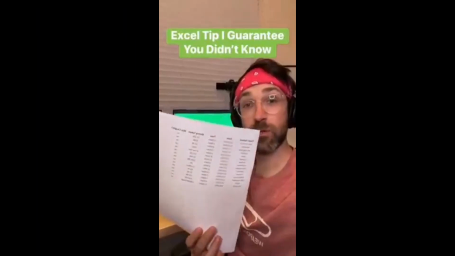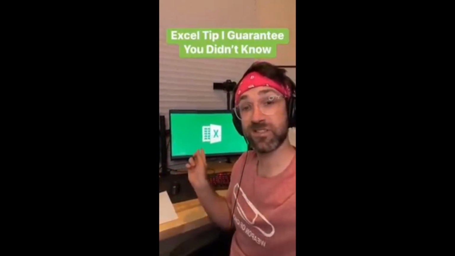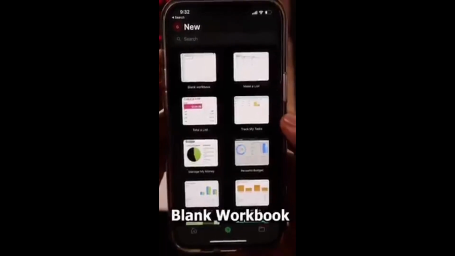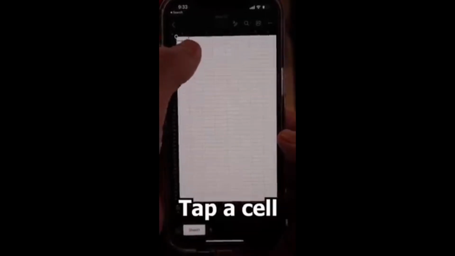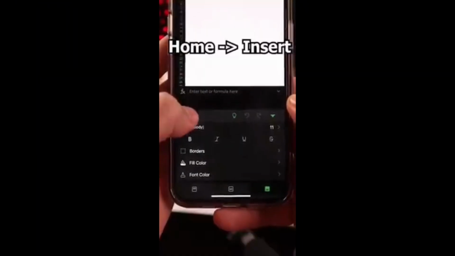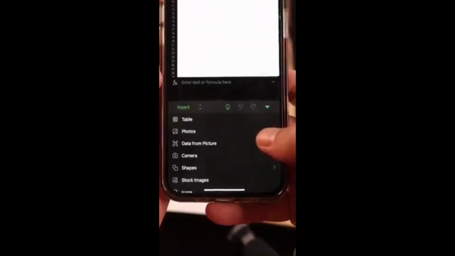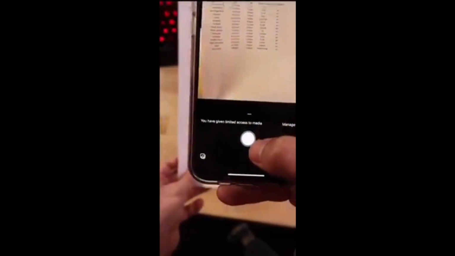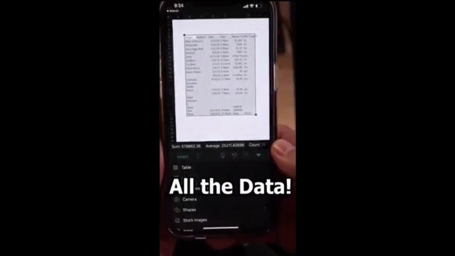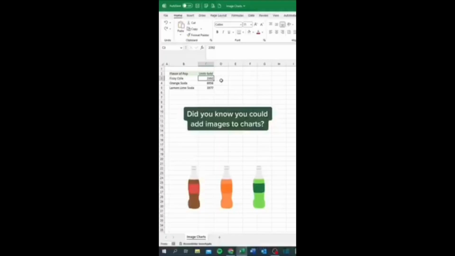You have data on a piece of paper that you need to get into Excel. The first thing you have to do is open up Excel on your phone. Then you're going to tap blank workbook. Then you want to click on a cell. Then tap on the three dots in the bottom right. Click on home, insert, and then data from picture. Now your camera should open. All you have to do is take a picture of your paper. Make sure the edges are selected and hit confirm. Now you have your data in Excel on your phone. And now you can see if I send a copy to my computer, I'll have all the data.